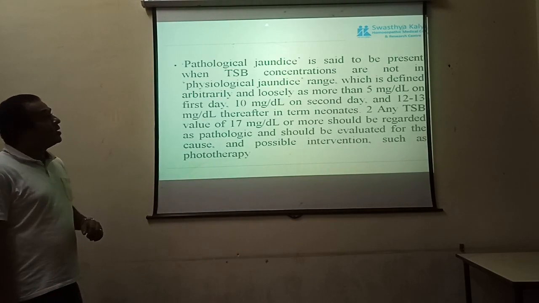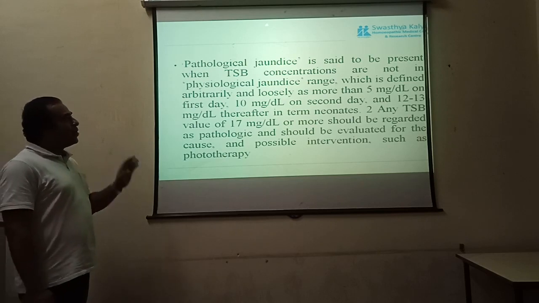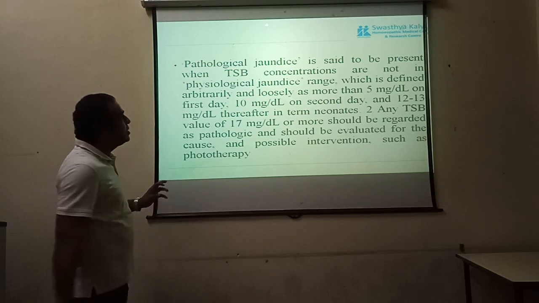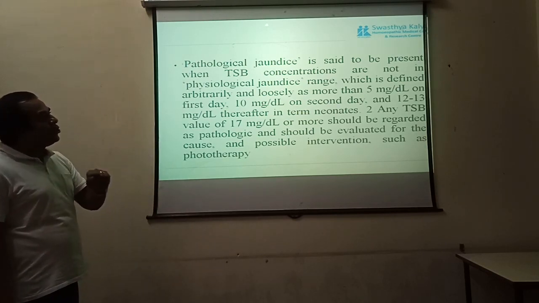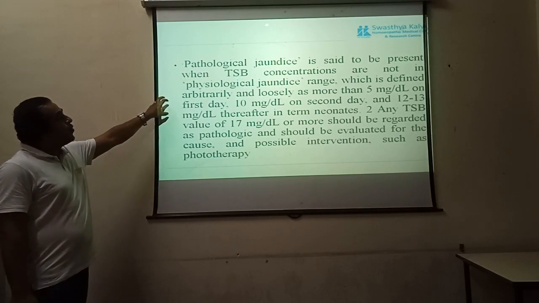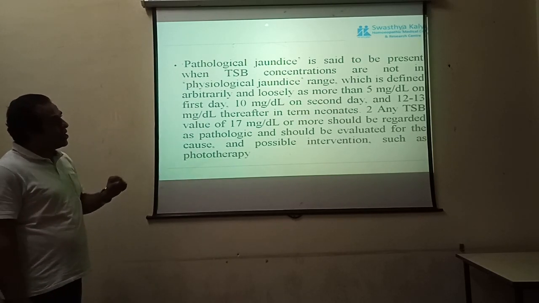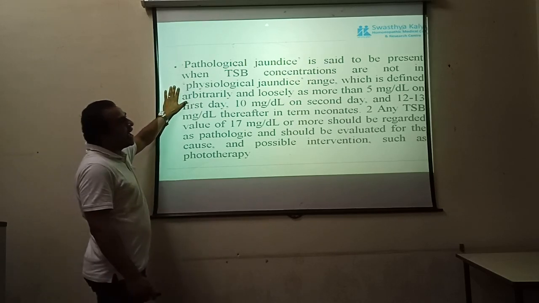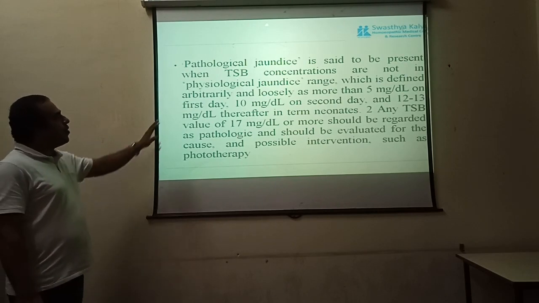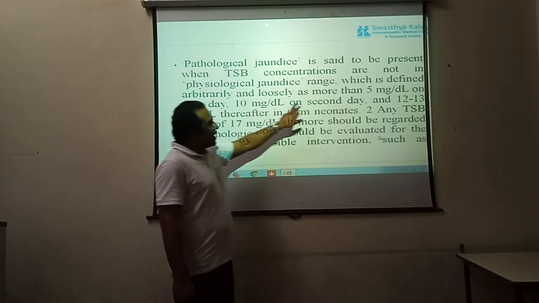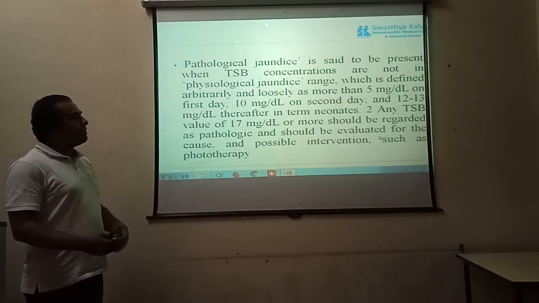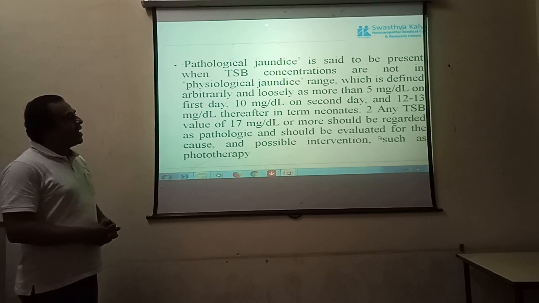term and preterm infants. Pathological jaundice is said to be present. You should be very attentive at this part. Pathological jaundice is said to be present when total serum bilirubin concentrations are not in the physiological jaundice range, which is defined arbitrarily and loosely to be more than 5 milligrams per deciliter on the first day, 10 milligrams on the second day, and 12 to 13 milligrams on the third day and thereafter in term neonates.